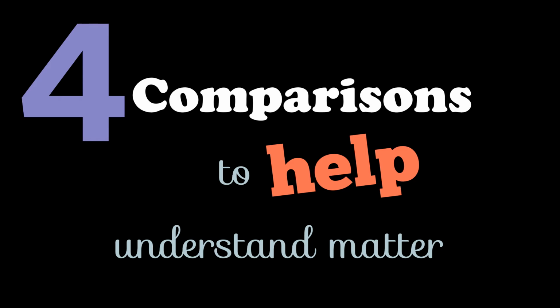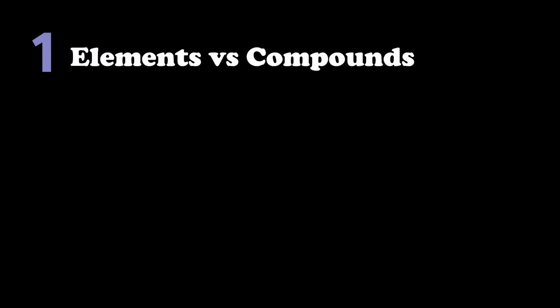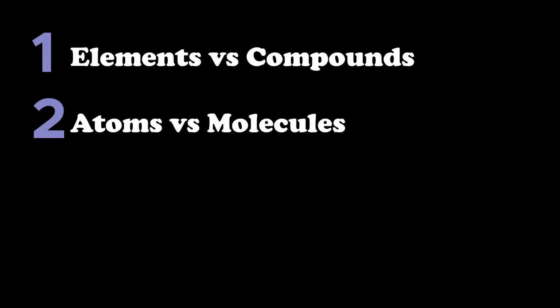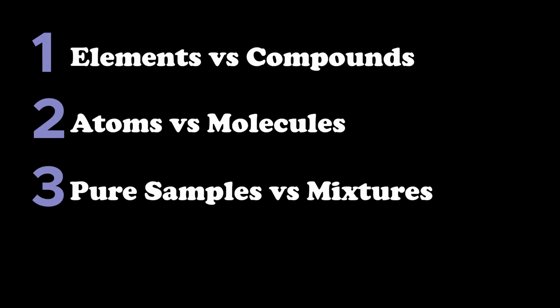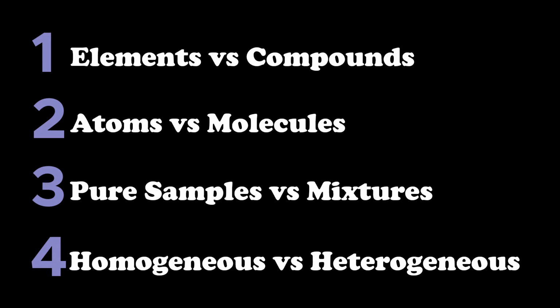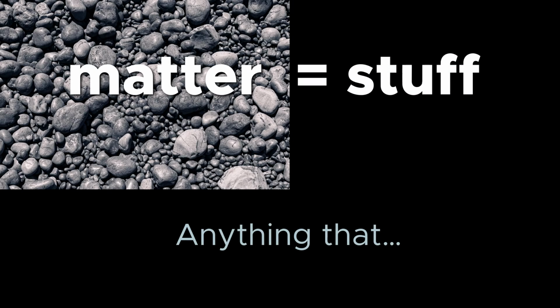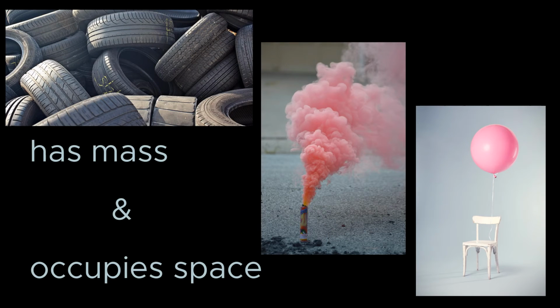Today, we will look at 4 simple comparisons to help you understand matter. Elements versus compounds, atoms versus molecules, pure samples versus mixtures, and homogeneous versus heterogeneous mixtures. But first, we should ask ourselves, what is matter? Matter is stuff, anything that has mass and occupies space.